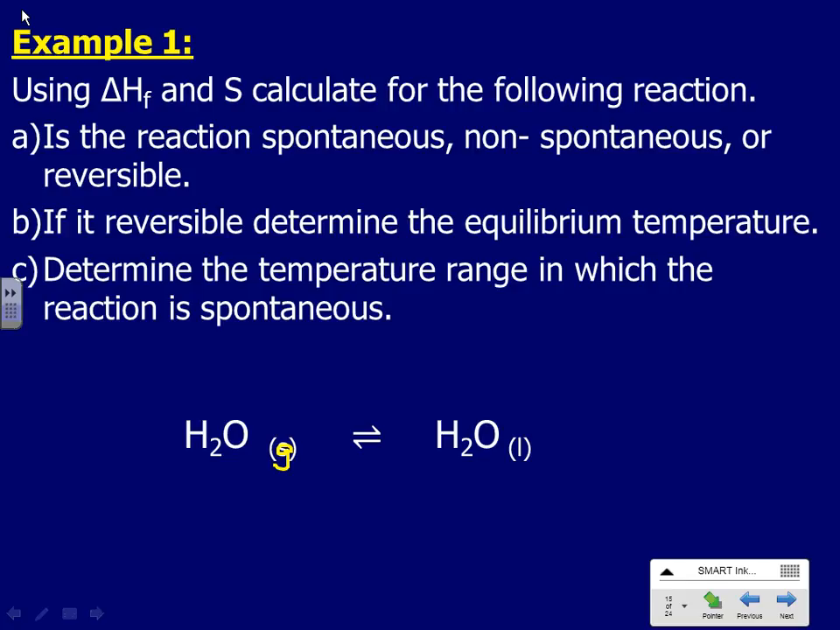What do you got? 370? You rounded that to 2 significant digits? Did it come up to 370 or does it have another? That's fine, 370 is fine, excellent.